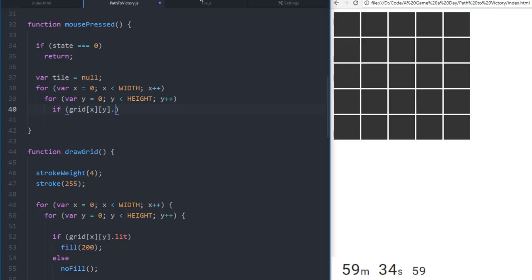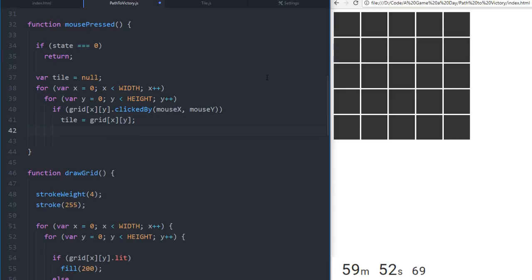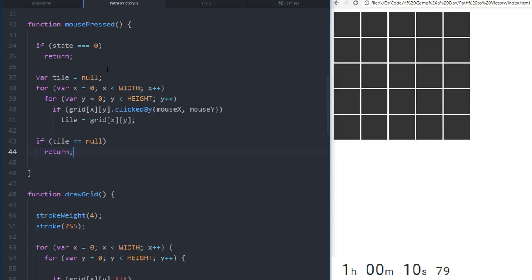If grid, okay, then we do dot clicked by mouse x, mouse y. Then we say tile equals grid x, y. There. Okay, so then we say if tile doesn't equal null, or if it equals null, return. There we go.